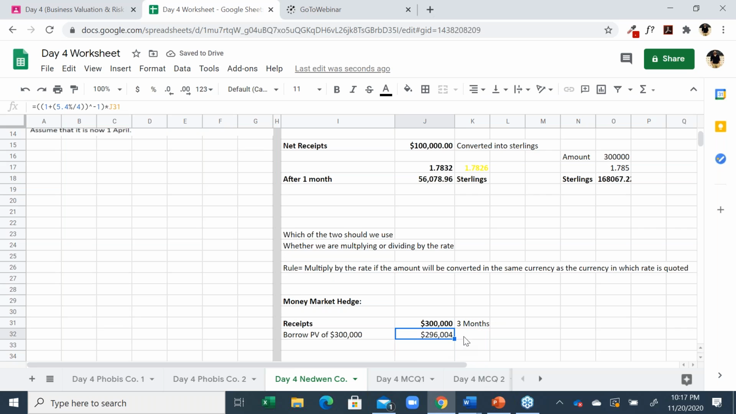So it's 269,004. That's what we are going to borrow today. After 3 months, this amount will be increased to 300,000. And by that time, we will have to pay the bank $300,000, and we won't be worrying about it because we will be receiving the same amount from our customer. So we will straight away receive this amount and pay to the bank, and the liability will be settled. So this liability will be settled through the foreign currency receipts. So we don't have to worry about this payment anymore.